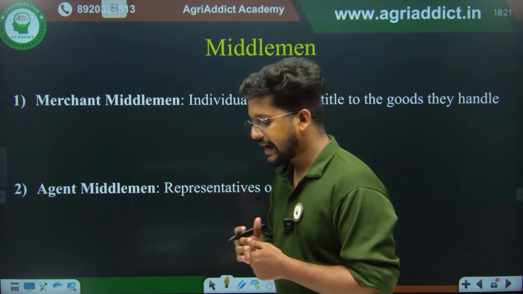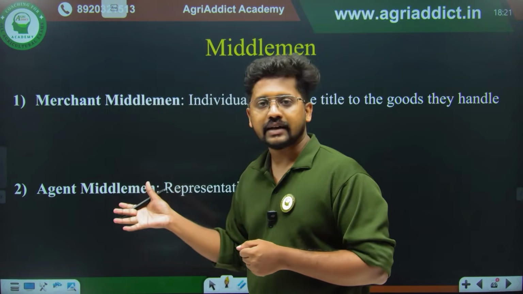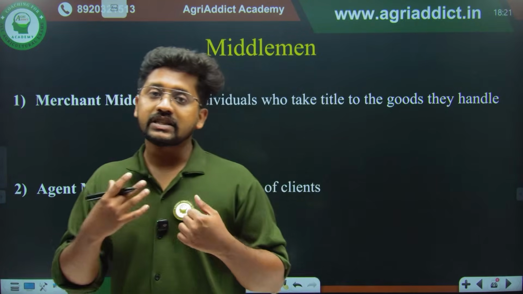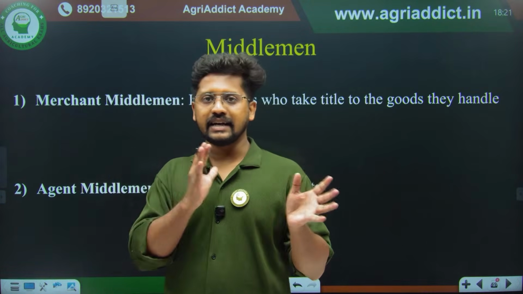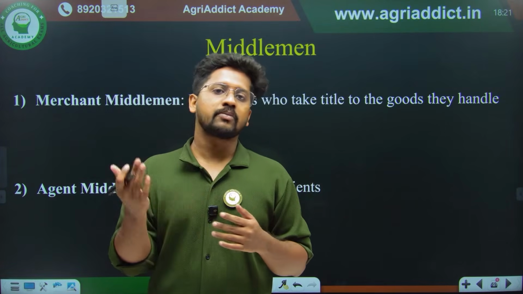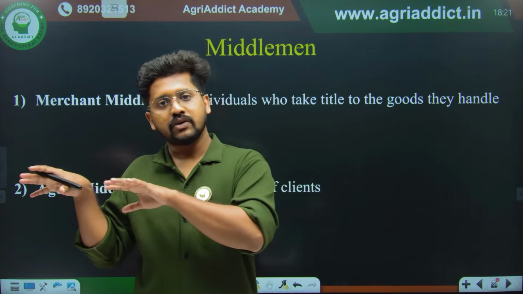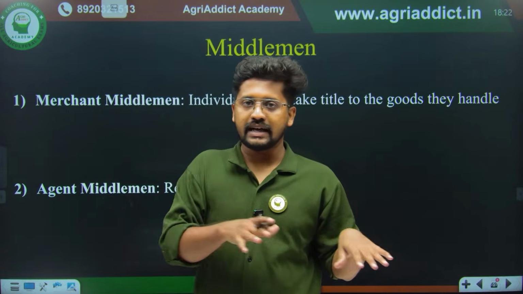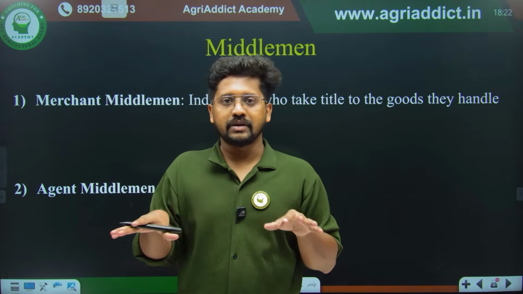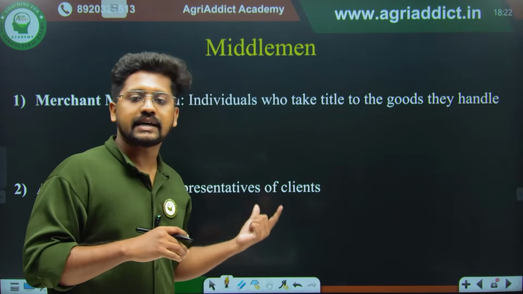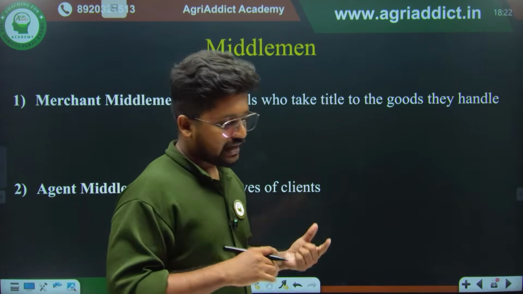Then the second one is agent middleman. So the difference is clear. An agent middleman does not have the ownership title. They are just handling it. They are not buying it, or rather, they are not selling it. They are just handling it from one intermediary to another. They are making a platform in between. That is the basic idea of an agent middleman. The examples are brokers and commission agents.